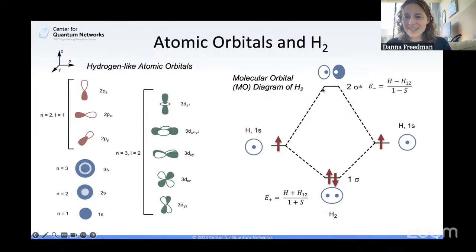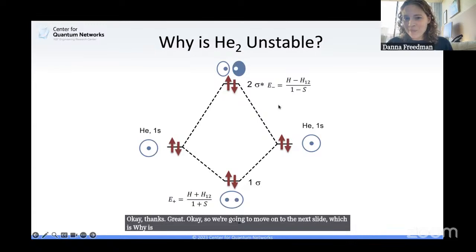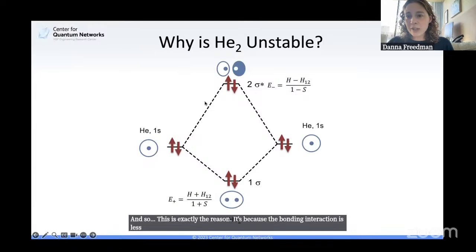Okay, thanks. Great. So we're going to move on to the next slide, which is why is He2 unstable? And this is exactly the reason. It's because the bonding interaction is less stabilized than the anti-bonding interaction is destabilized.